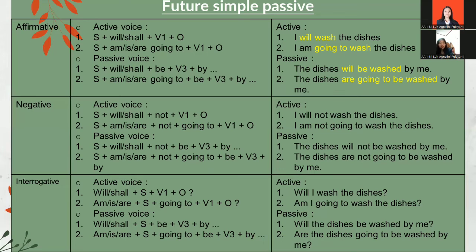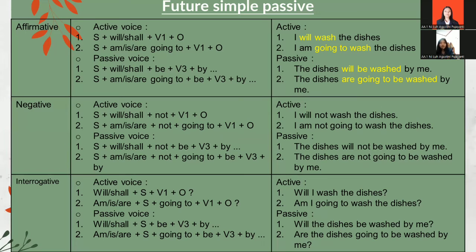In interrogative sentence, in active voice, the structures are will or shall plus subject plus verb 1 plus object and question mark. And the second structures are to be, am, or is or are plus subject plus going to plus verb 1 plus object and question mark. So the examples are, will I wash the dishes? Am I going to wash the dishes?